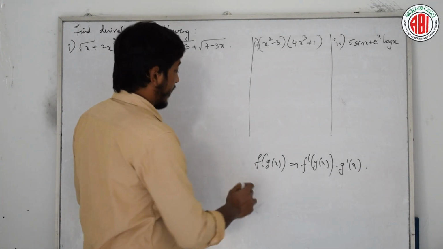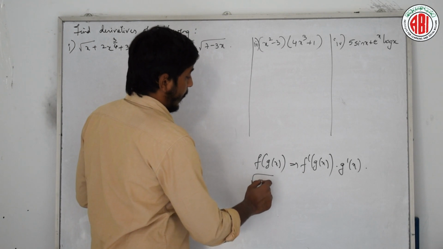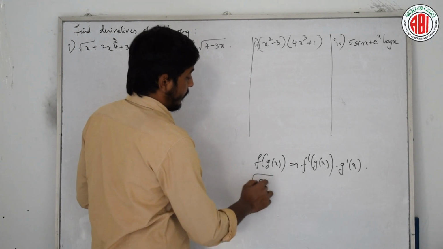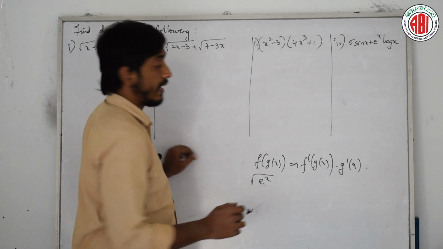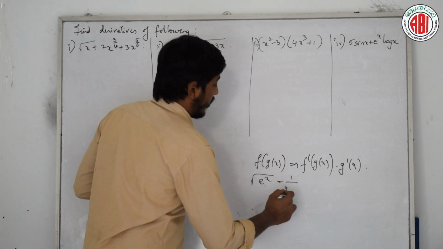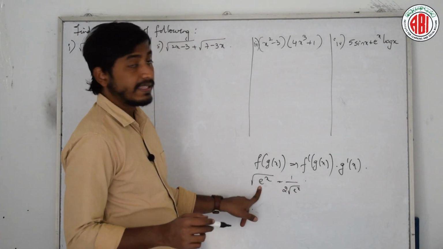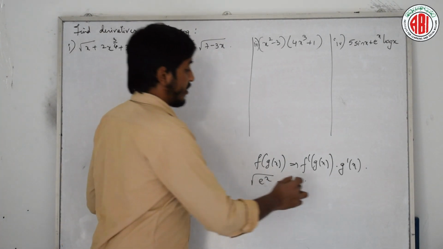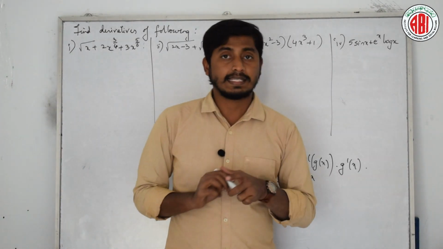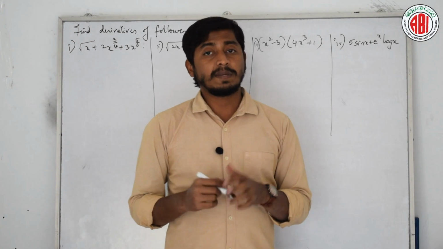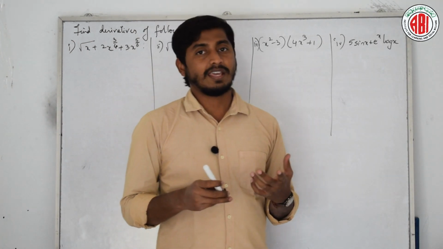That is, if I say some under root, let us say under root e power x, what is the differentiation of root x? That is 1 by 2 root x. Again, instead of x, what is there? e power x. Again you have to differentiate and multiply it. The differentiation of e power x is again e power x. Is it clear? By keeping all this in mind, we have to solve all the questions.